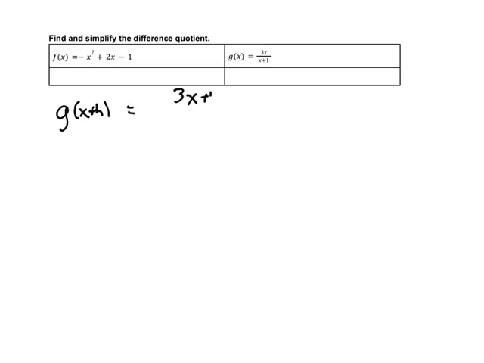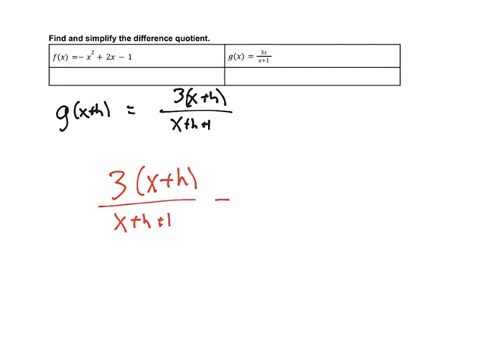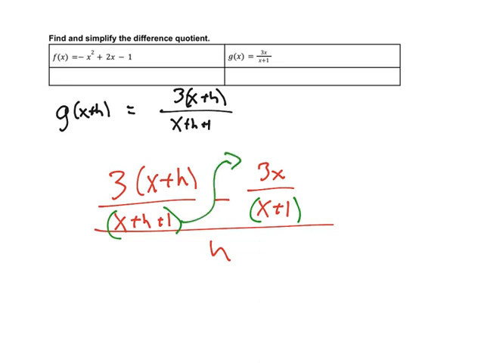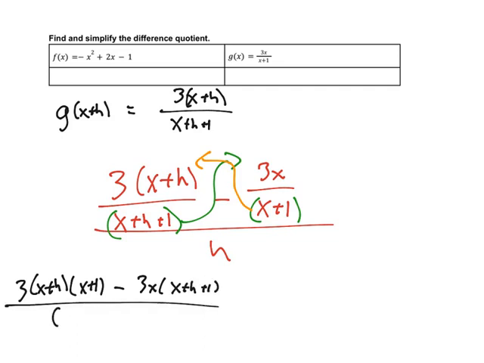Then next up, I'll have to look at g of x plus h. This is 3 times x plus h all over x plus h plus 1. And then I'm going to look at 3 times x plus h over x plus h plus 1 minus 3x over x plus 1, all over h. Okay, I'm going to have to get a common denominator, so I'm going to multiply this one by that, and I'll multiply this one by that. So that's 3 times x plus h times x plus 1, minus 3x times x plus h plus 1, all over the new denominator, which is x plus 1 times x plus h plus 1, and then that whole thing is all over h.